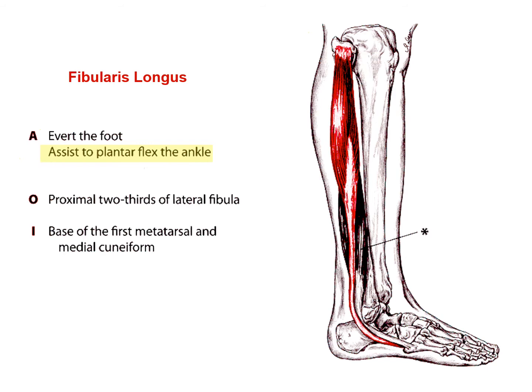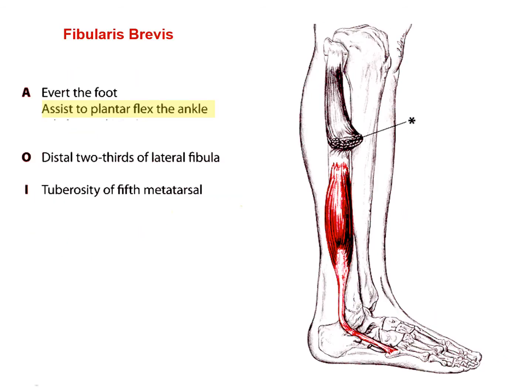The fibularis longus assists in plantar flexion of the ankle and originates from the upper region of the fibula. Its tendon reaches down and under the foot to attach to the first metatarsal or toe bone and medial cuneiform bone on the inside of the foot. The fibularis brevis assists in plantar flexion of the ankle and originates from the lower region of the fibula. Its tendon reaches down and attaches to the 5th metatarsal or bone of the little toe.